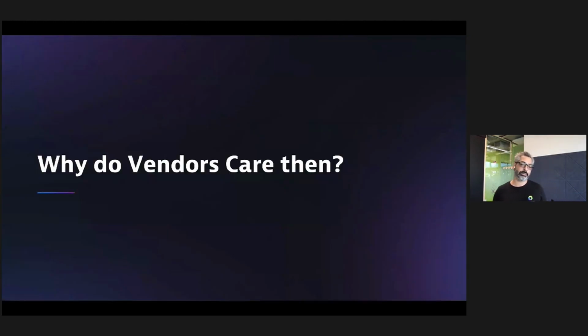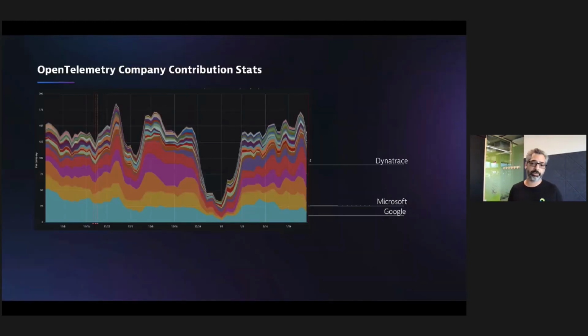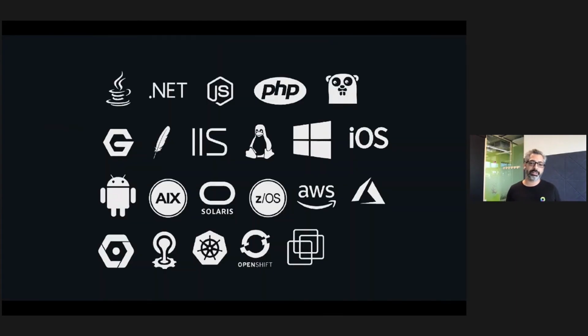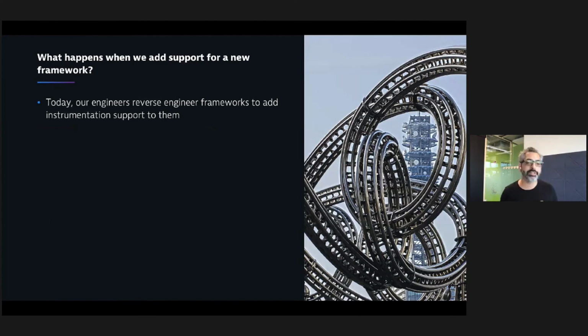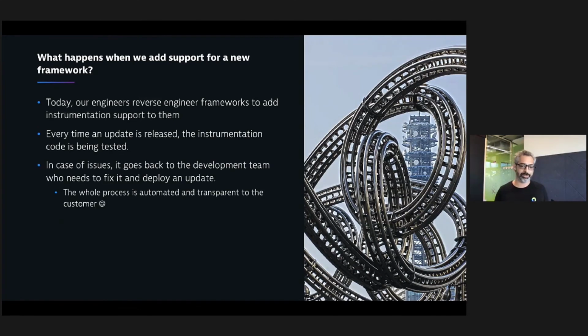Still, vendors care for OpenTelemetry, and Dynatrace is also one of the main contributors there, because there are so many technologies, and right now we have to reverse engineer each and every library. So that is something we can look at, because we are now low on time because of the glitch. This is all, of course, costly and time-consuming to reverse engineer all libraries.